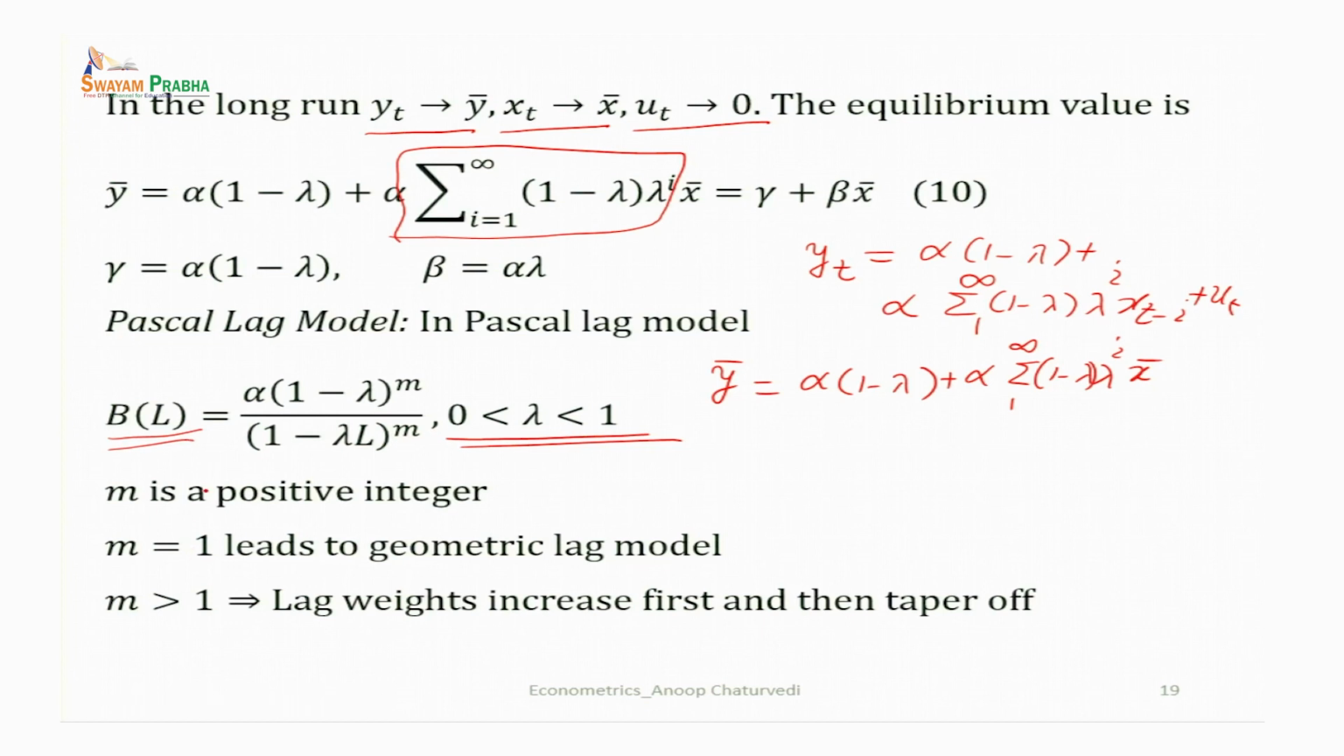Now, in Pascal lag model, an interesting observation is if m is greater than 1, then the lag weights increase first and then taper off. In geometric lag models, the lag weights decrease, but in Pascal lag model, first the lag weights increase and then the weights taper off. So, it is somewhat similar to the inverted V shape model for the finite distributed lag.